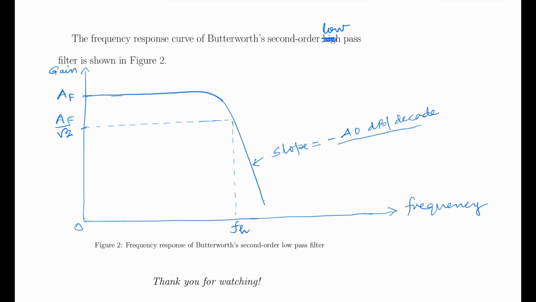So in this lecture, we have determined the upper cutoff frequency of the Butterworth second order low pass filter. Also, we have calculated what will be the gain of the Butterworth second order filter. The graph is shown in the figure here.